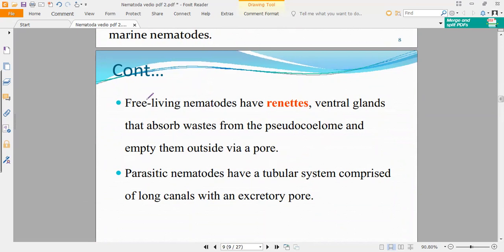Whereas you know that nematodes or roundworms, one thing, they are free living, and the others are parasitic, depending on the species. The free living nematodes have Renettes, but the parasitic nematodes have a tubular system, which is used as an excretory pore. The tubular system acts as an excretory pore, but the free living nematodes have Renettes, which are used for the absorption of wastes.